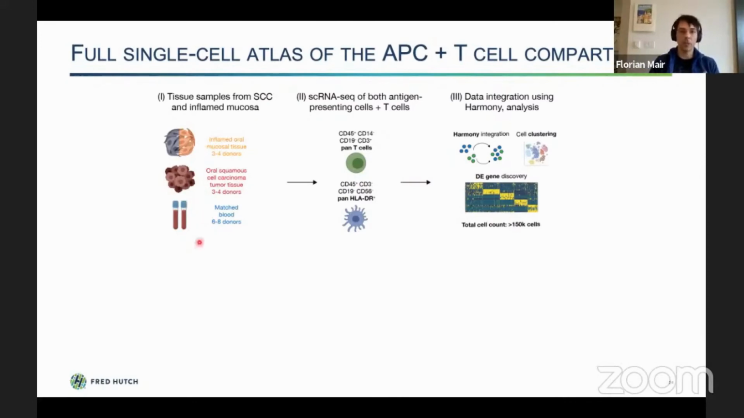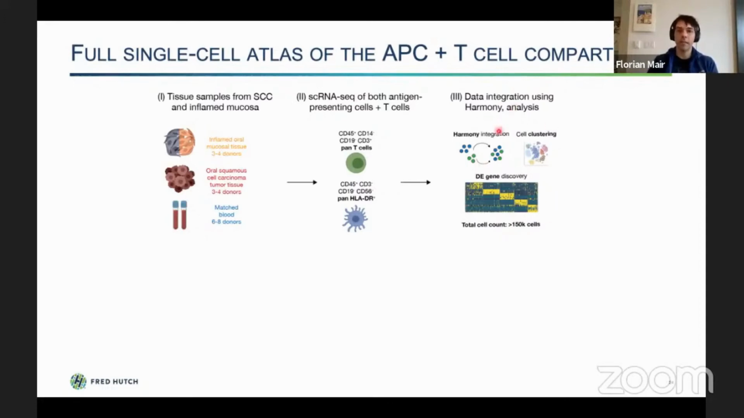We had the same tissue sources. We had actually 3 to 4 donors for the inflamed, 3 to 4 donors for the tumor, and in this case 6 to 8 matched blood samples. In order to ensure that we are also capturing rare populations, we enriched the pan T cells and the pan HLA-DR population. And then we ended up with a really nice and large data set. After QC, we have a total of 150,000 cells, which to the best of my knowledge is one of the most comprehensive single-cell RNA-seq data sets from human tissues, not peripheral blood, but from actual human tissues.